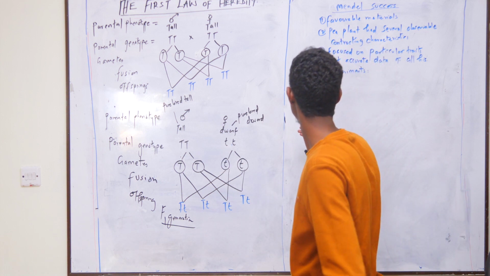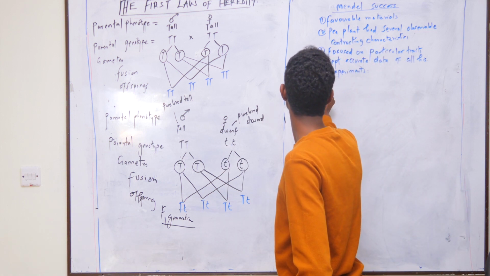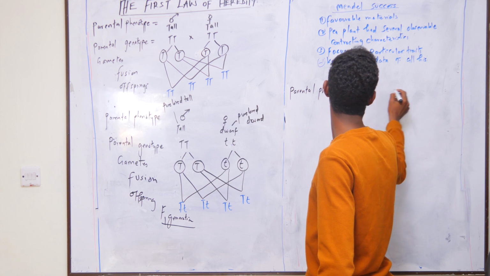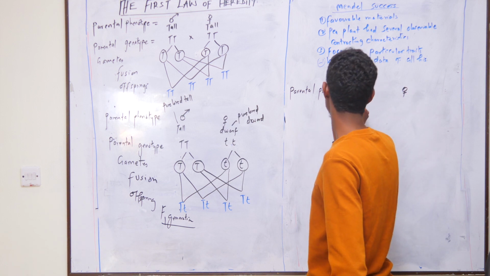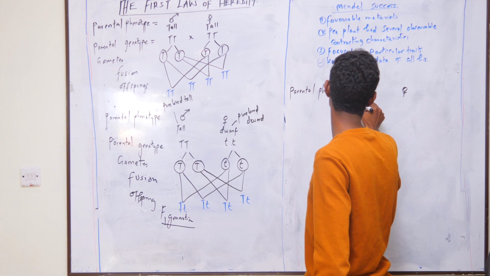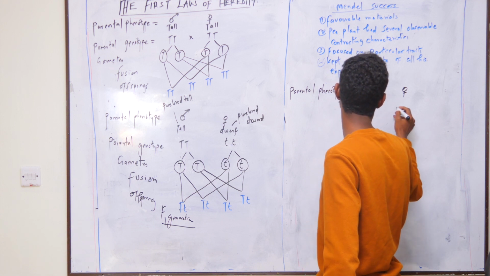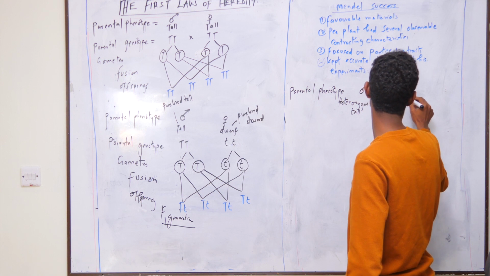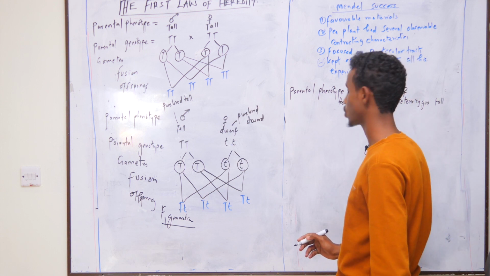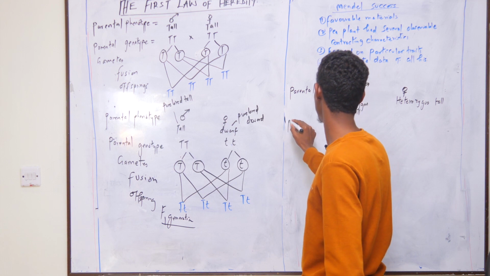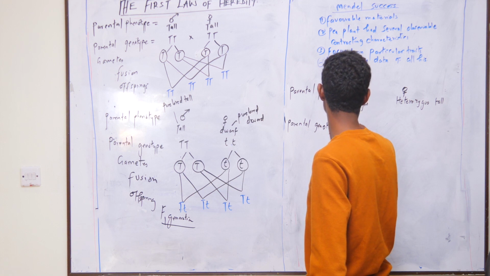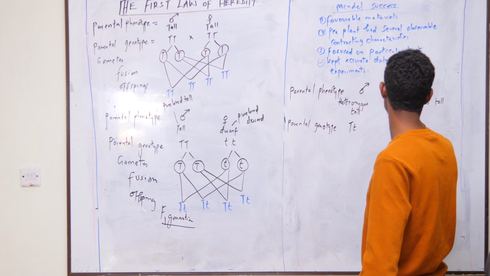Now parental phenotype. It will be heterozygous tall. This one will be heterozygous tall as well. This is a heterozygous tall plant, and this one is a heterozygous tall plant as well. Now let's solve them. Parental genotype. This one will be Tt, that's heterozygous, with the gene for tallness and the gene for shortness.